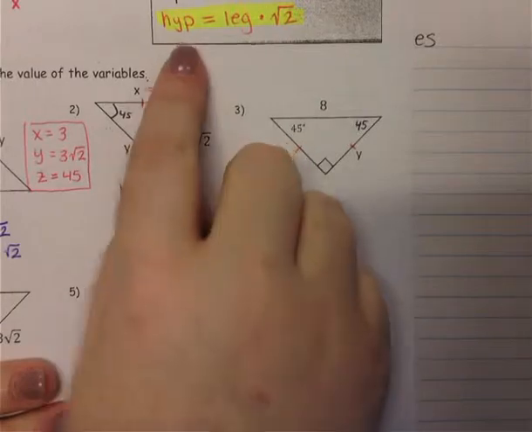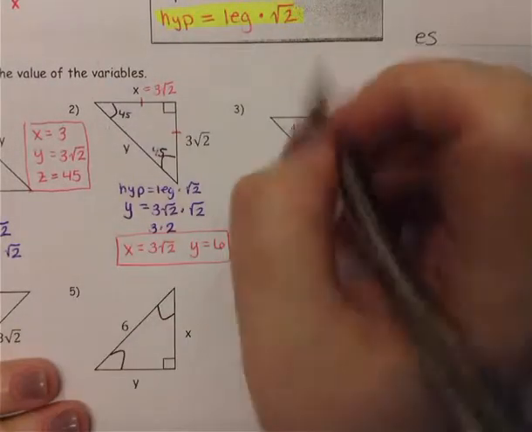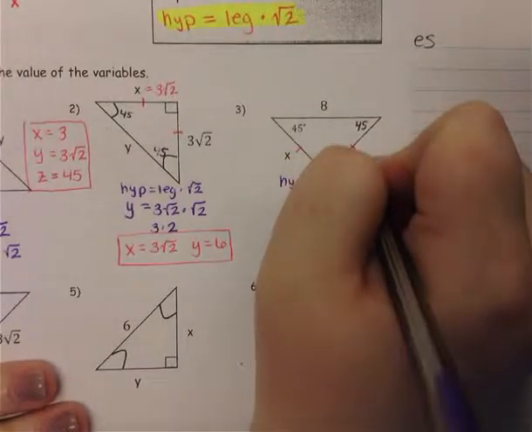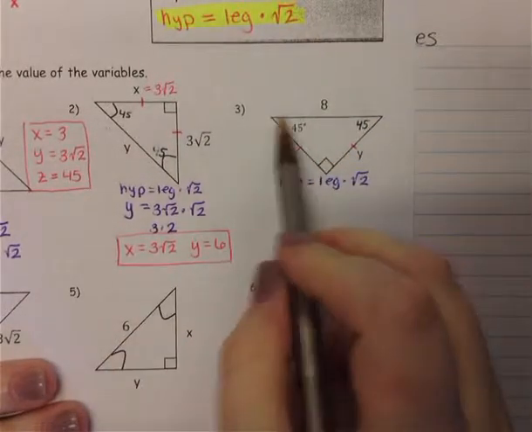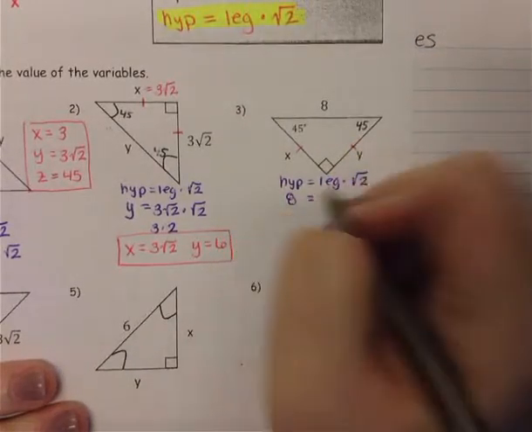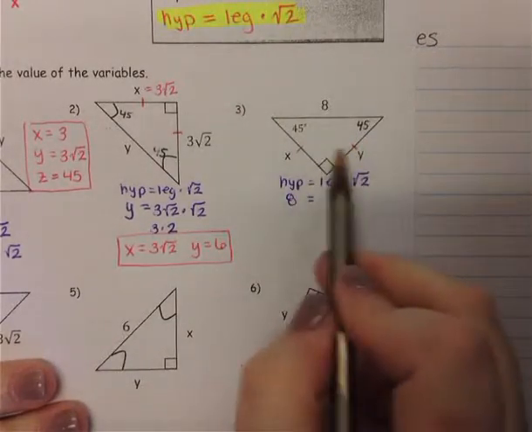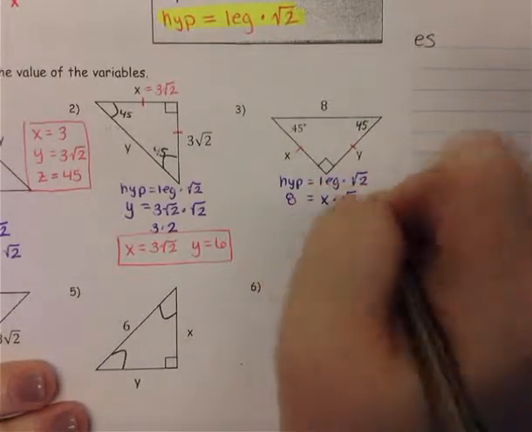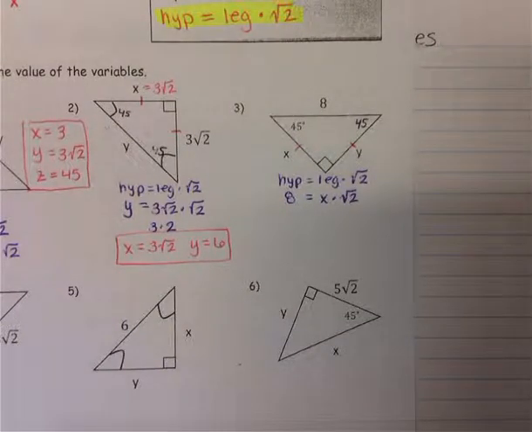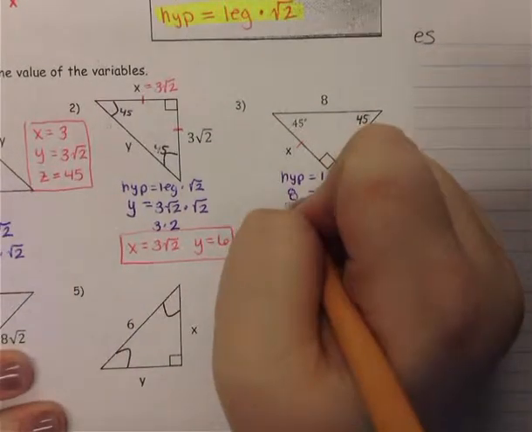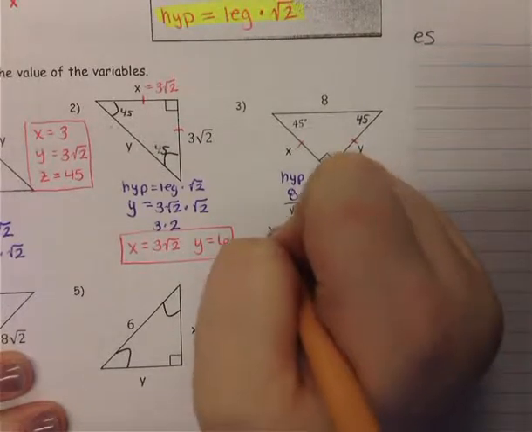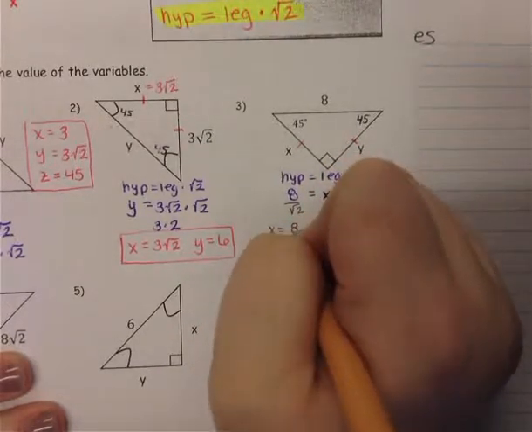Now in this case, we have the hypotenuse. So again, our equation is hypotenuse is equal to your leg times the square root of 2. Our hypotenuse in this case is 8, so 8 equals our leg, which is either x or y. You could pick either one. So I'm just going to go with x times the square root of 2. Now I want to solve for x by dividing by the square root of 2. So I'll have x is equal to 8 divided by the square root of 2.